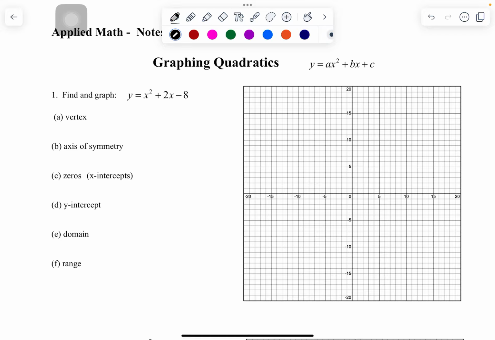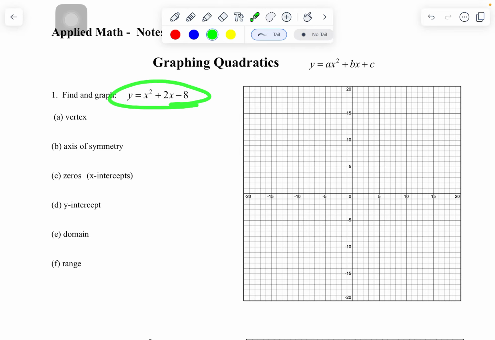So first things first, we have our lovely quadratic equation right here. It is in the format that we want it to be in. So we've got this ax squared plus bx plus c form, which is what we're looking for. And I'm going to be looking for all of these critical features to graph, and then we'll talk about the domain and range after we've done the graphing.